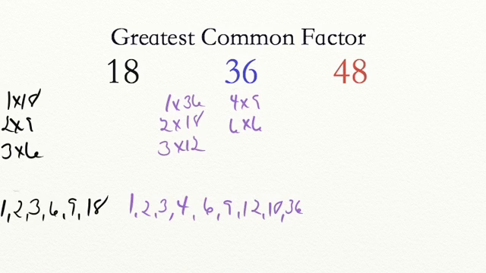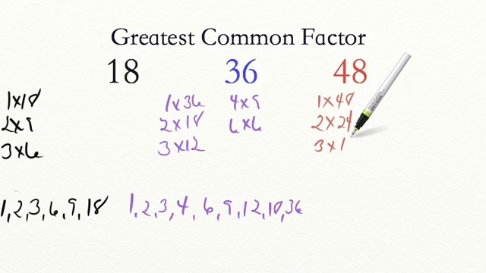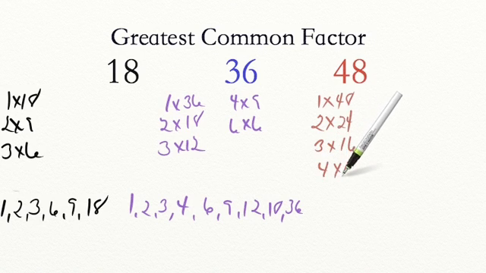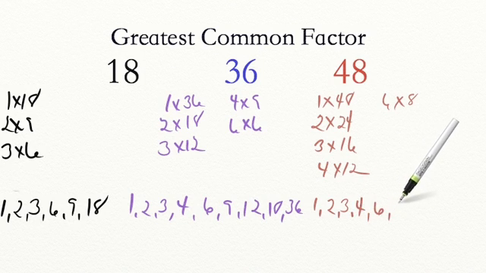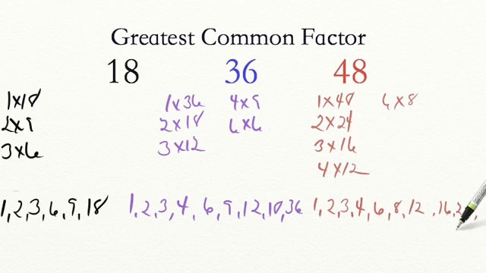Do you think you can do all the factors for the number 48 too? Let's see. We have 1 times 48, 2 times 24, 3 times 16, 4 times 12, and 6 times 8. All right, let's list the factors out. 1, 2, 3, 4, 6, 8, 12, 16, 24, I'm running out of room, 48. All right, great work.